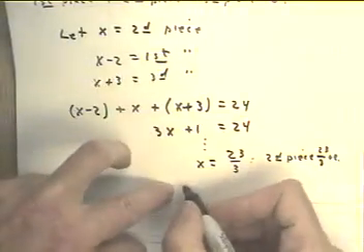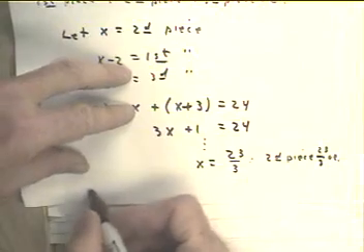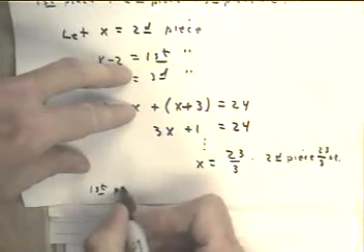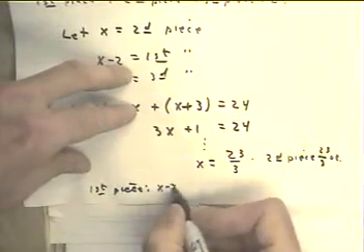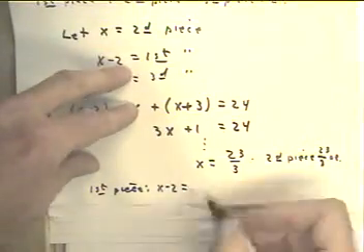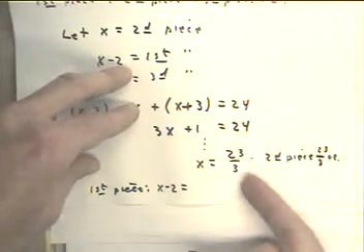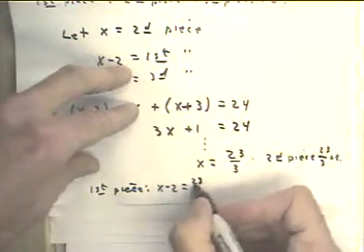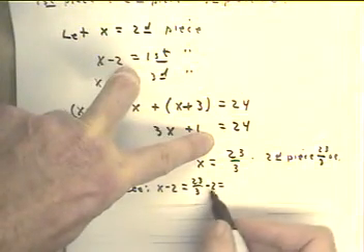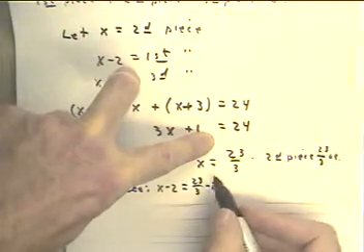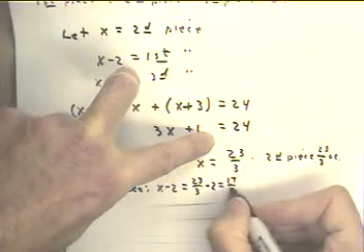Okay, then for the first piece, x minus 2 equals what? Well, if we subtract 2 from 23 thirds, 2 is 6 thirds. If we subtract 6 thirds from 23 thirds, we end up with 17 thirds.